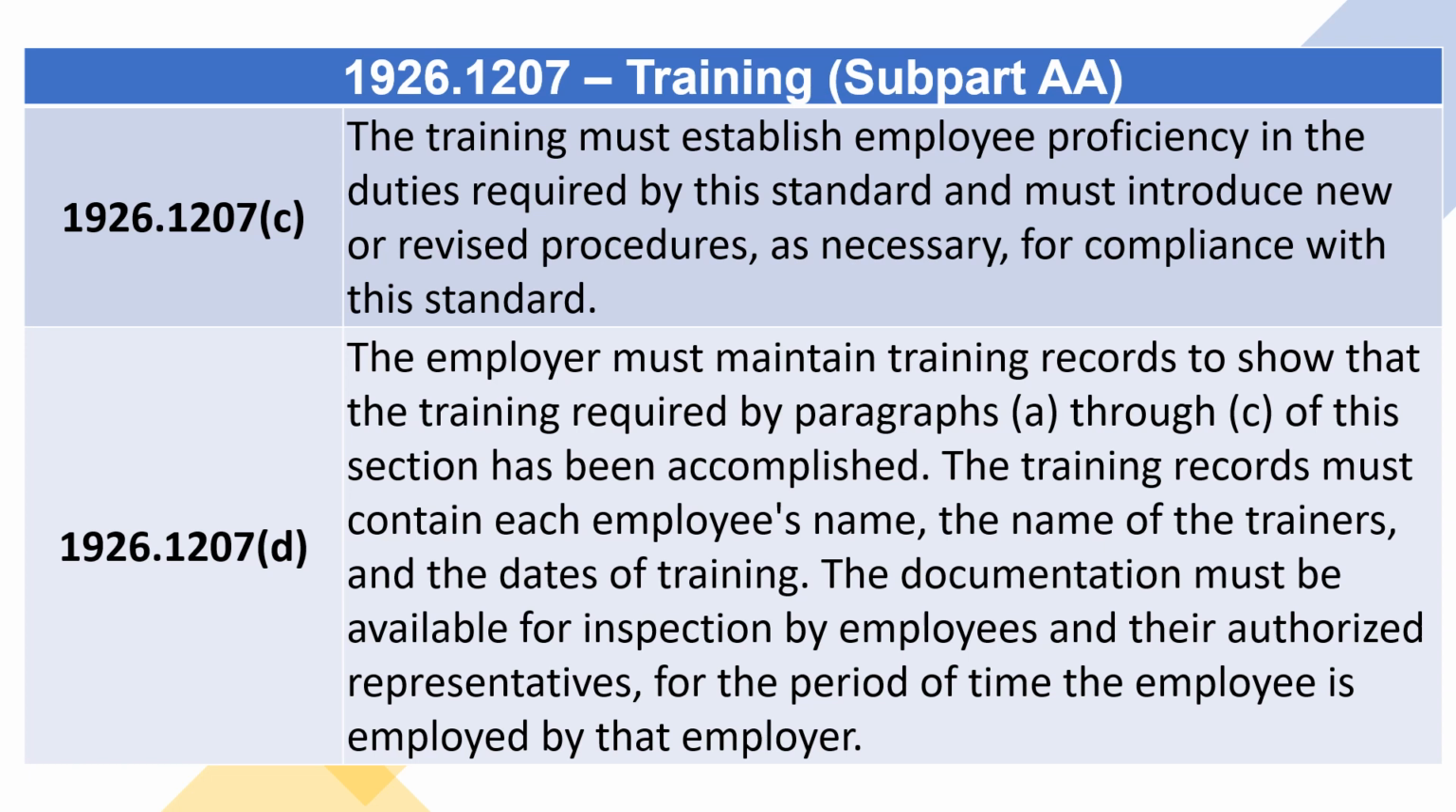1926.1207(c): The training must establish employee proficiency in the duties required by this standard and must introduce new or revised procedures, as necessary, for compliance with this standard.